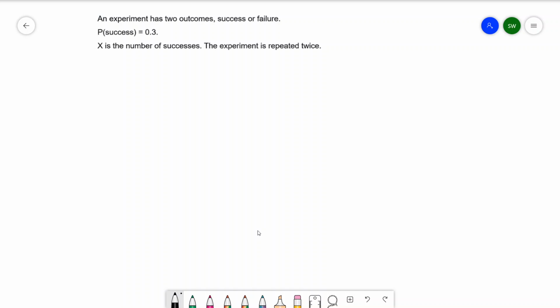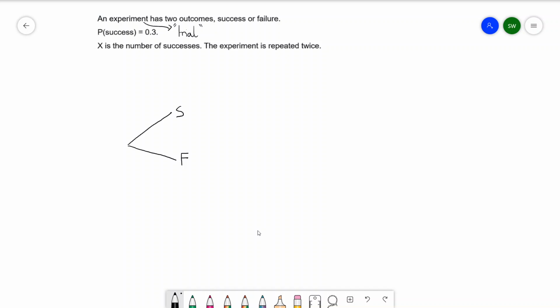And the probability of success is 0.3. So our random variable x is the number of successes that we have when we do this experiment twice. Rather than experiment, the word that we often use is a trial. So we can visualize what the possible outcomes are by drawing a tree diagram.